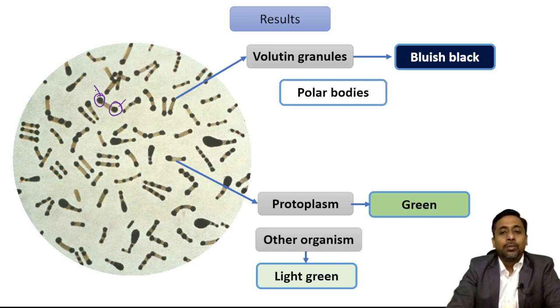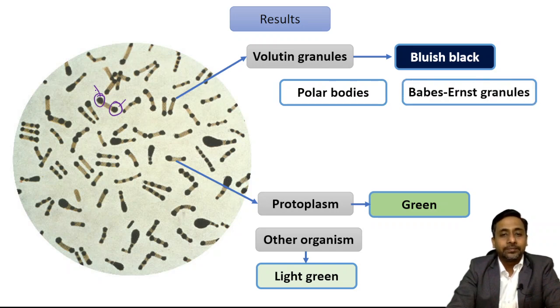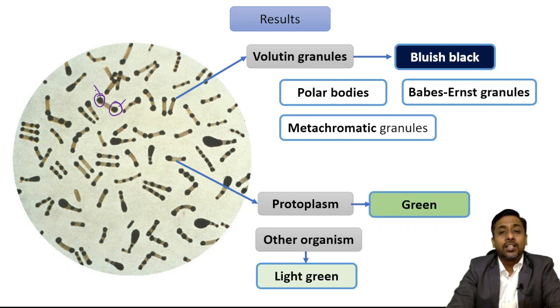Instead of polar bodies, they can also be known as Babes-Ernst granules, and they are also known as metachromatic granules. So now we know the four names of these volutin granules: polar bodies, Babes-Ernst granules, metachromatic granules and storage granules.